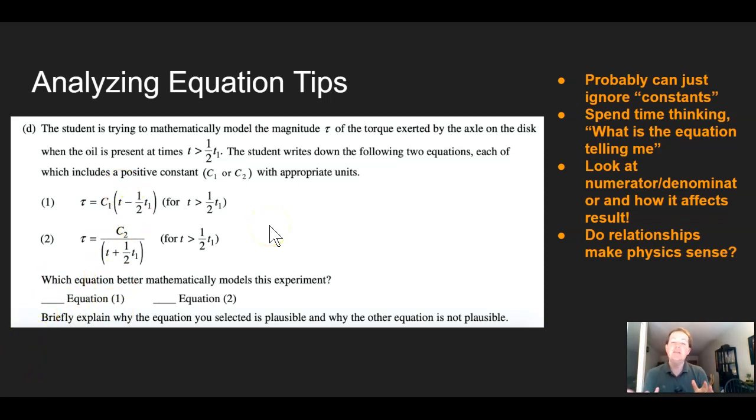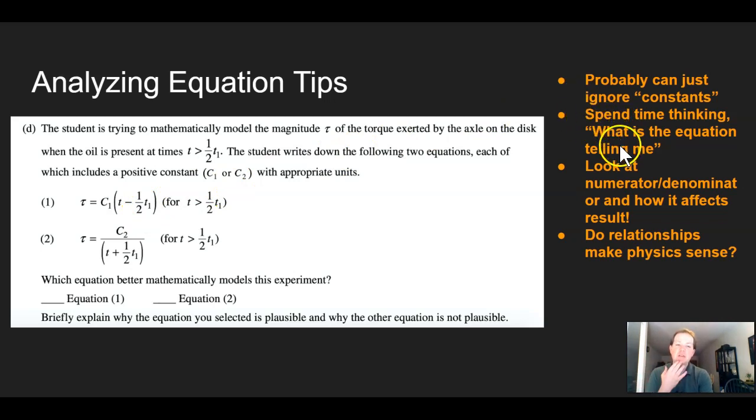So, I mean, obviously read the problem. If it makes it seem like this constant has some important role, maybe this isn't gonna apply. But for the most part, if you see a constant, don't worry about it. You're looking for this problem at how torque relates to time. That's the problem for this question, okay?